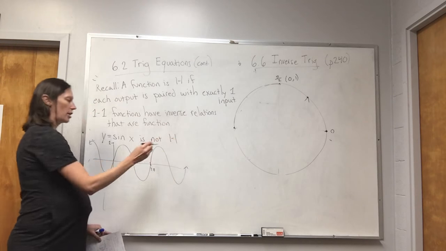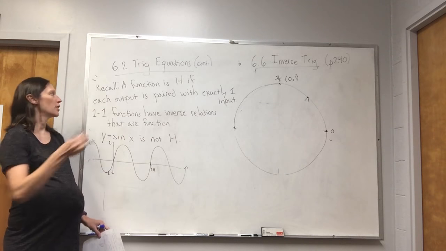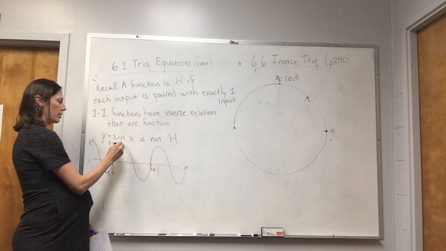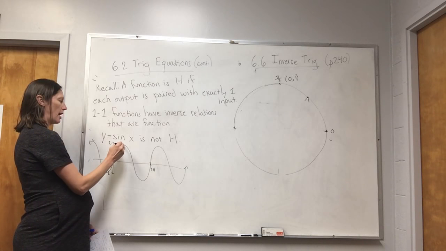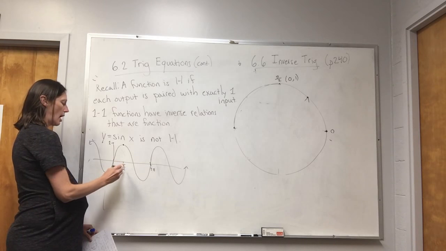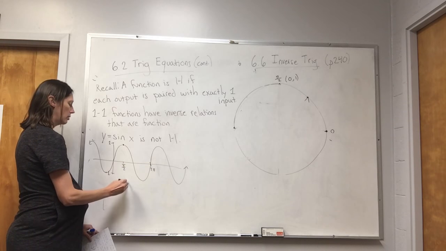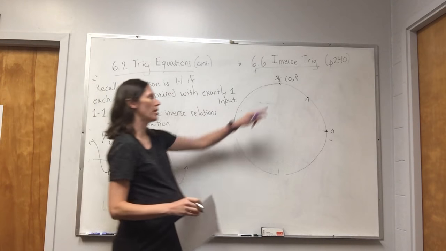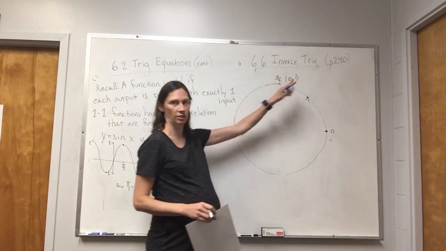If you remember horizontal line test, you can use that. If not, let me connect it back to the definition. Okay? I have some values here. Let's choose that one right there. This is pi over 2. I know that the sine of pi over 2 is 1. Okay, sine is the y value, pi over 2, it's still even up here.